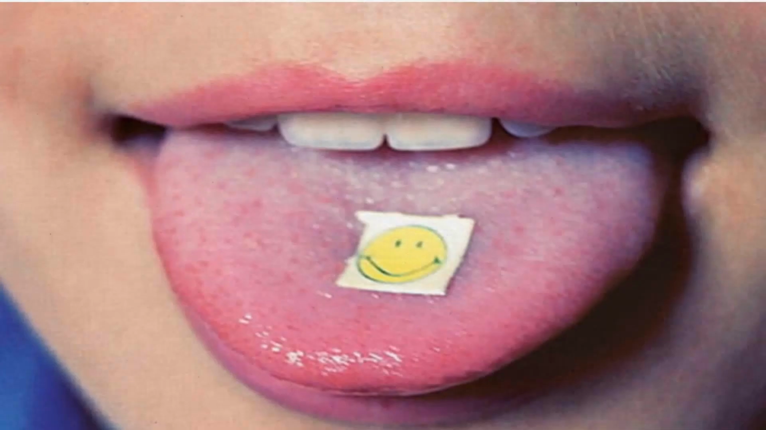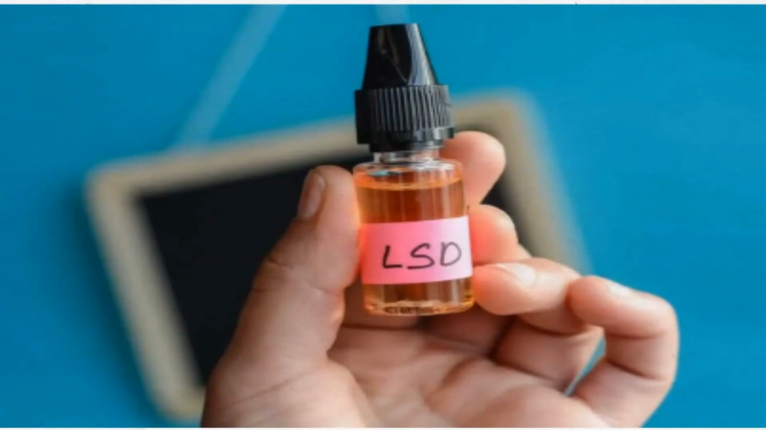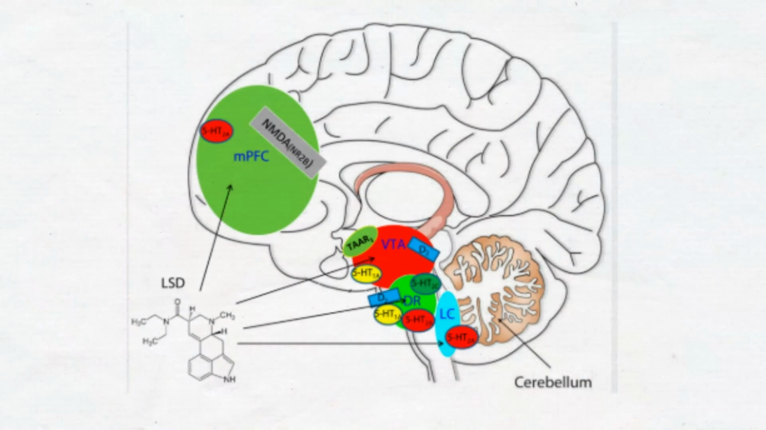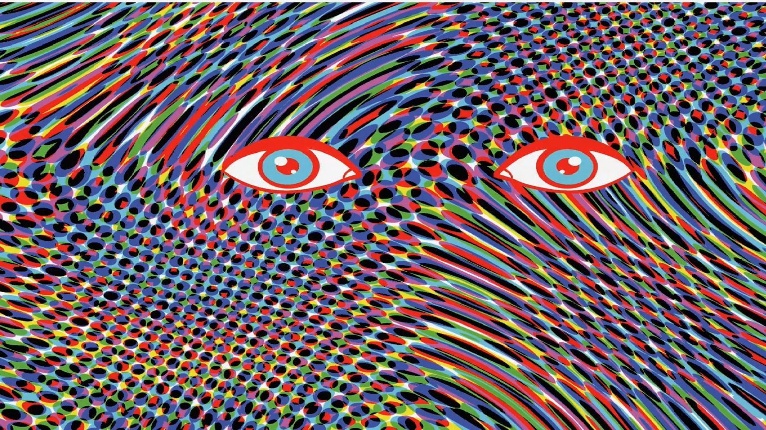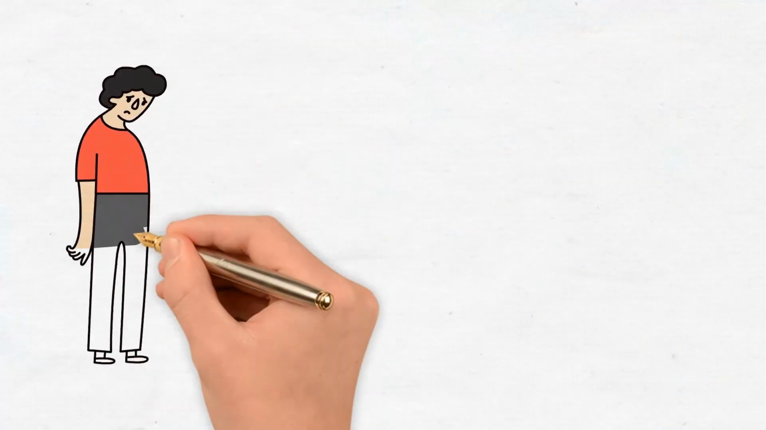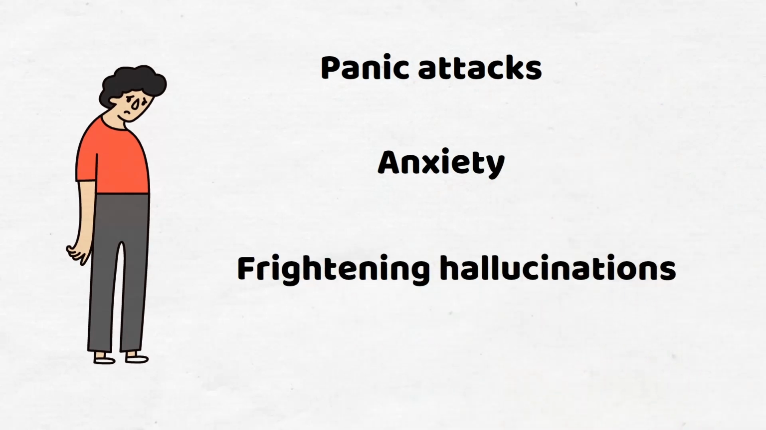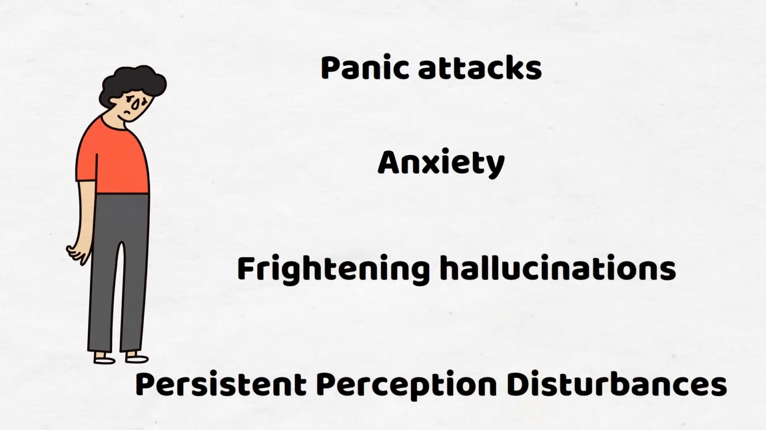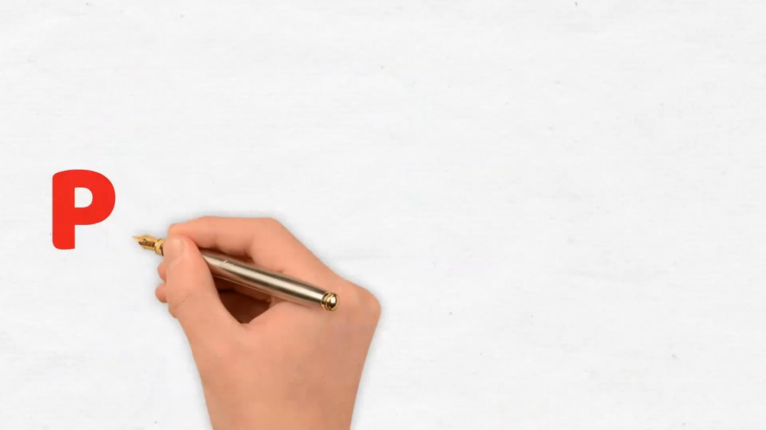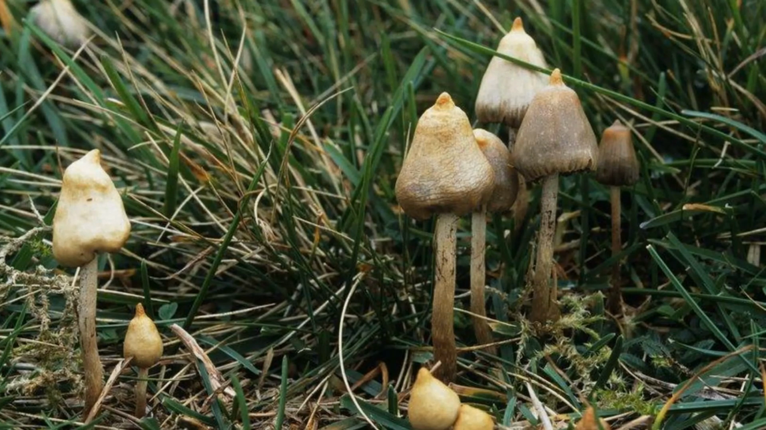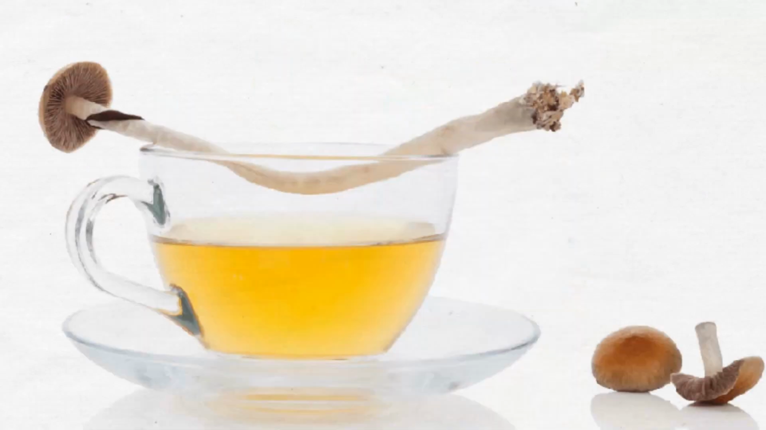LSD is usually consumed on blotter paper, sugar cubes, or liquid drops. It acts primarily on serotonin 2A receptors, causing altered perception, visual hallucinations, and intense emotional experiences. The main adverse effects include panic attacks, anxiety, frightening hallucinations, and, in rare cases, persistent perception disturbances. Psilocybin. Psilocybin-containing mushrooms are eaten raw, dried, or brewed into tea.